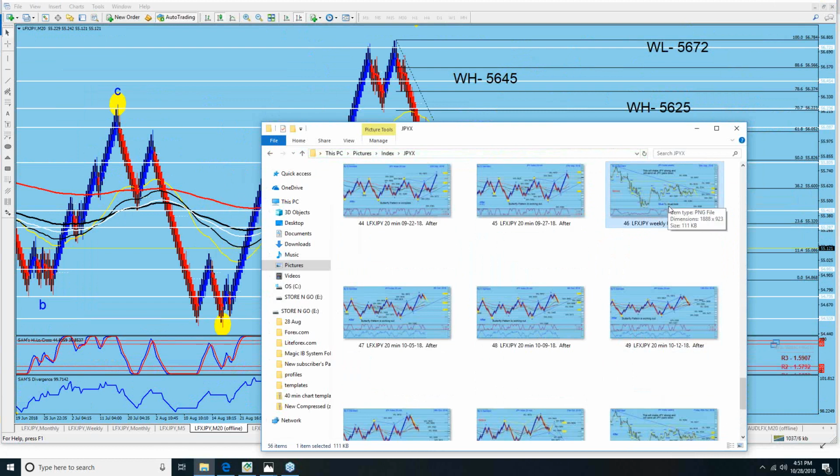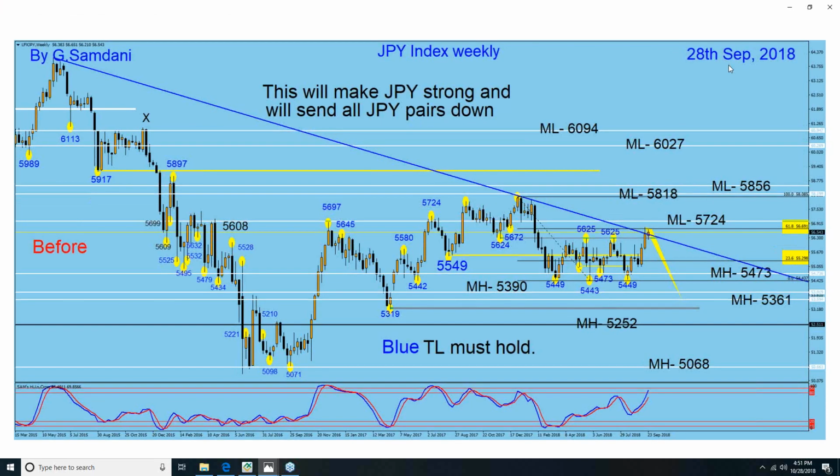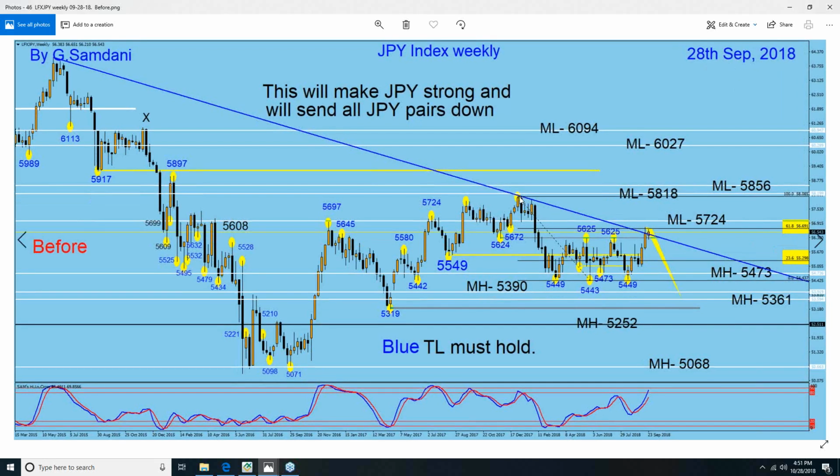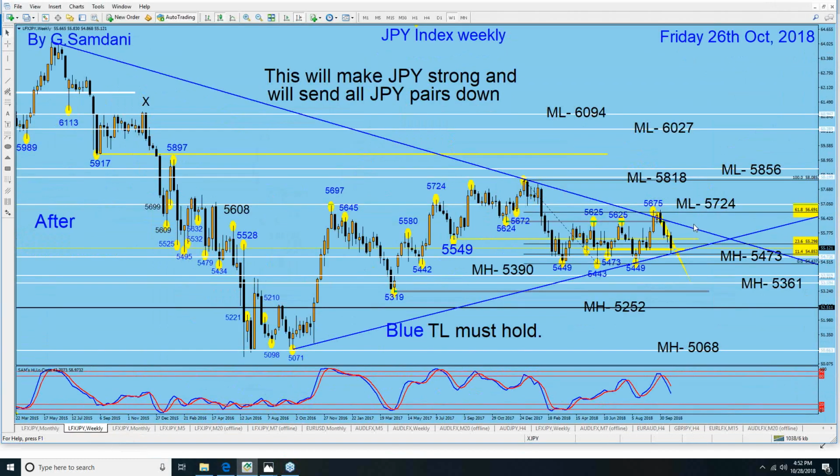Was this? Okay, this is the one, 28th September. And this is 61%, and then this TL, and it says blue TL must hold, and it did on the chart. Okay, this is what it is now. So right from there, for a couple of weeks we were ranging in that area, and then started dropping.